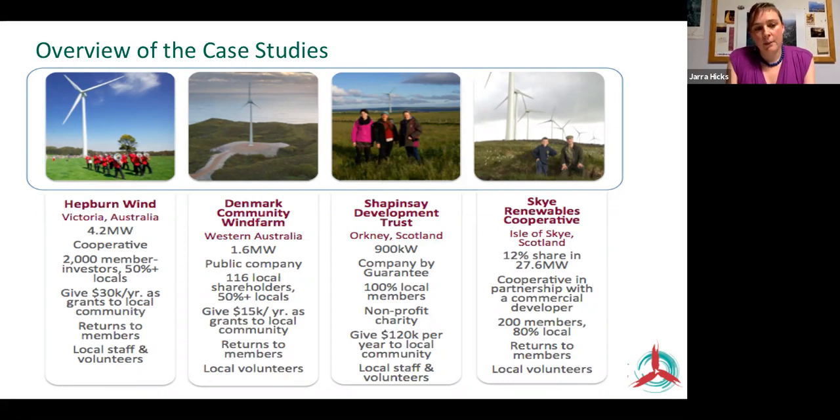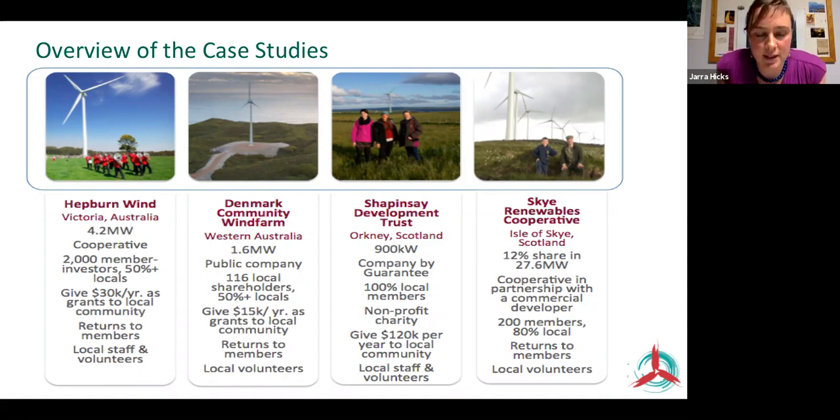So Hepburn Wind, for those of you who may not know, is a 4.2 megawatt project. It's a two turbine project down near Daylesford in Victoria. It's owned by a cooperative with 2,000 member investors, and more than 50% of them are local people. Each year, Hepburn Wind has been able to prioritise providing $30,000 to a community grant fund, and they have also started to provide a return on the investment to members. In addition, they've relied very heavily on volunteers. They've attracted a lot of in-kind contributions, and they also employ local staff and prioritise local contractors as much as possible in their build. So that's a snapshot of Hepburn Wind, and we'll hear a bit more about them as we go through.